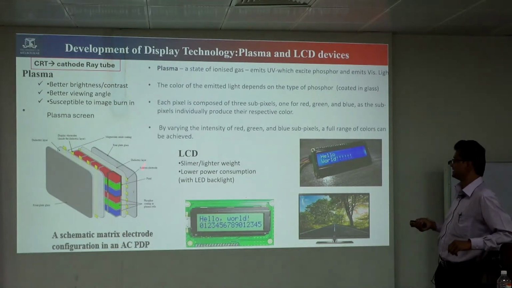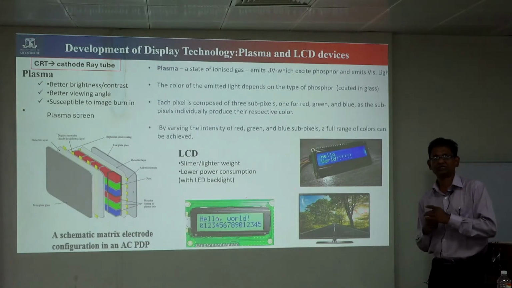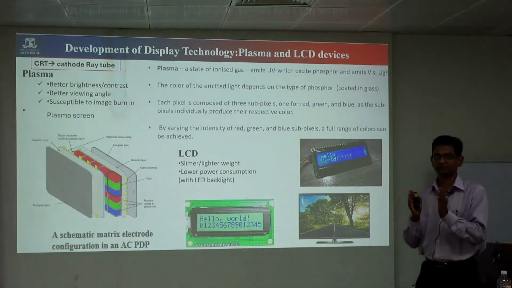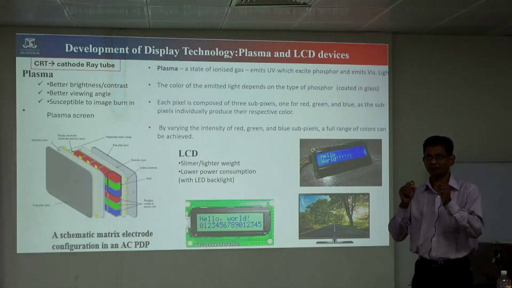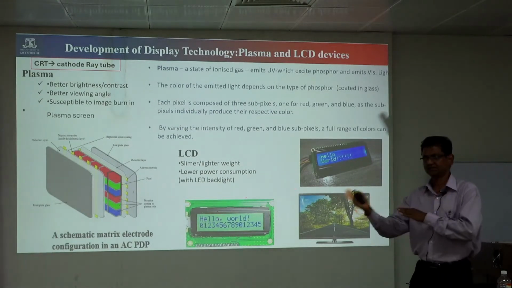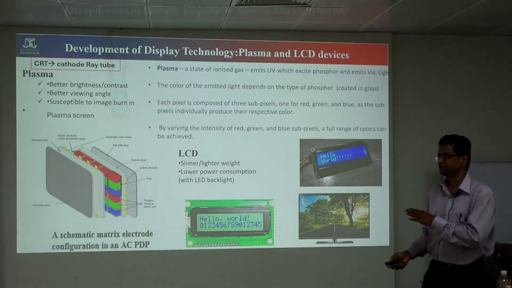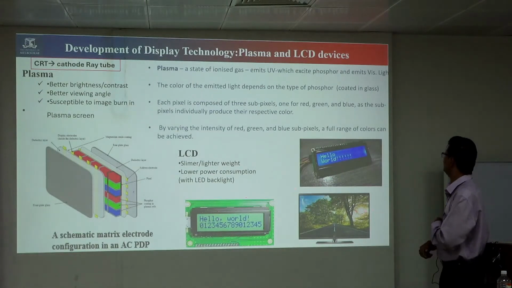So the next thing is LCD. LCD works on the principle of the liquid crystal display. When you apply an electric field, the orientation of the liquid crystal changes and aligns.